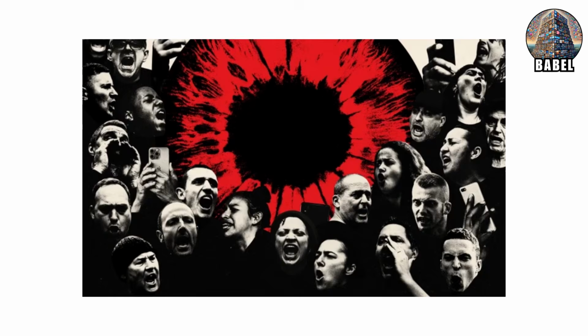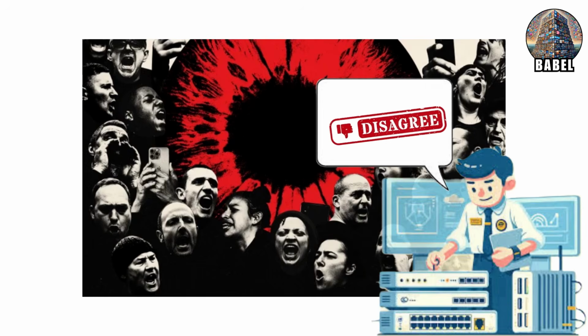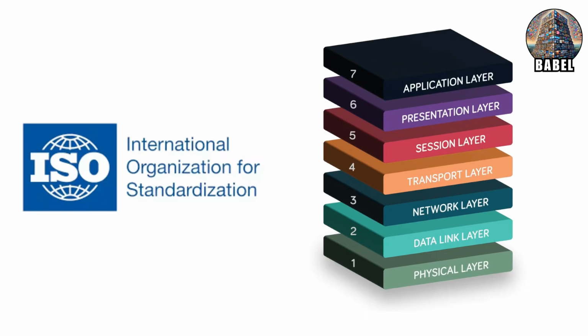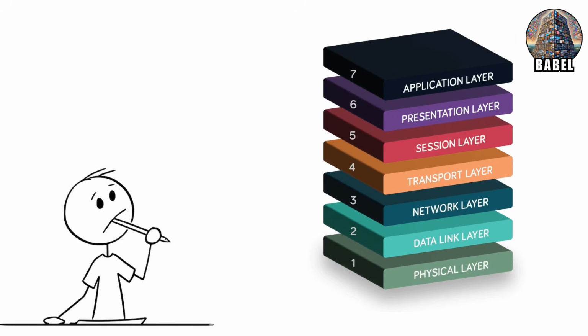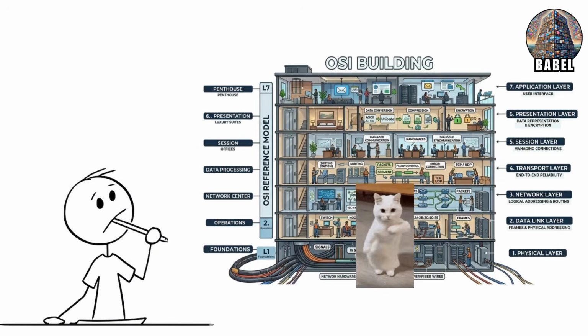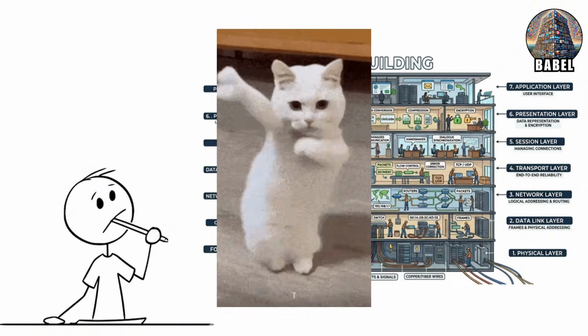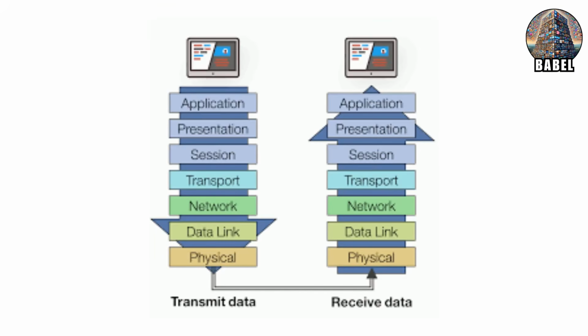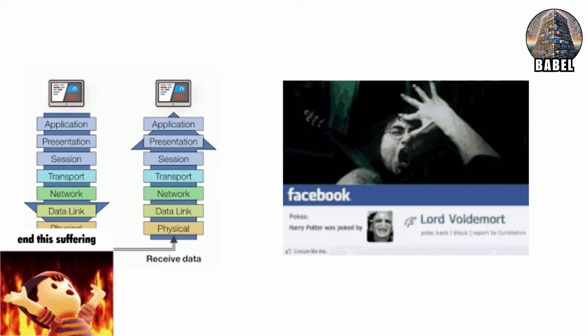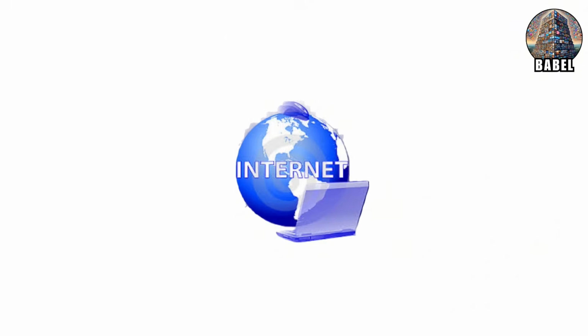Then came 1984, not the Orwellian nightmare, though some Cisco engineers might disagree, and the International Organization for Standardization (ISO) dropped the OSI model. Think of the OSI model not as a physical thing, but as a rigid, 7-story bureaucratic office building through which every cat GIF must travel to reach your screen. It's a conceptual framework that breaks down the impossible task of sending a poke on Facebook into 7 manageable layers of suffering. Without it, your internet would just be a series of sparks and sad noises.